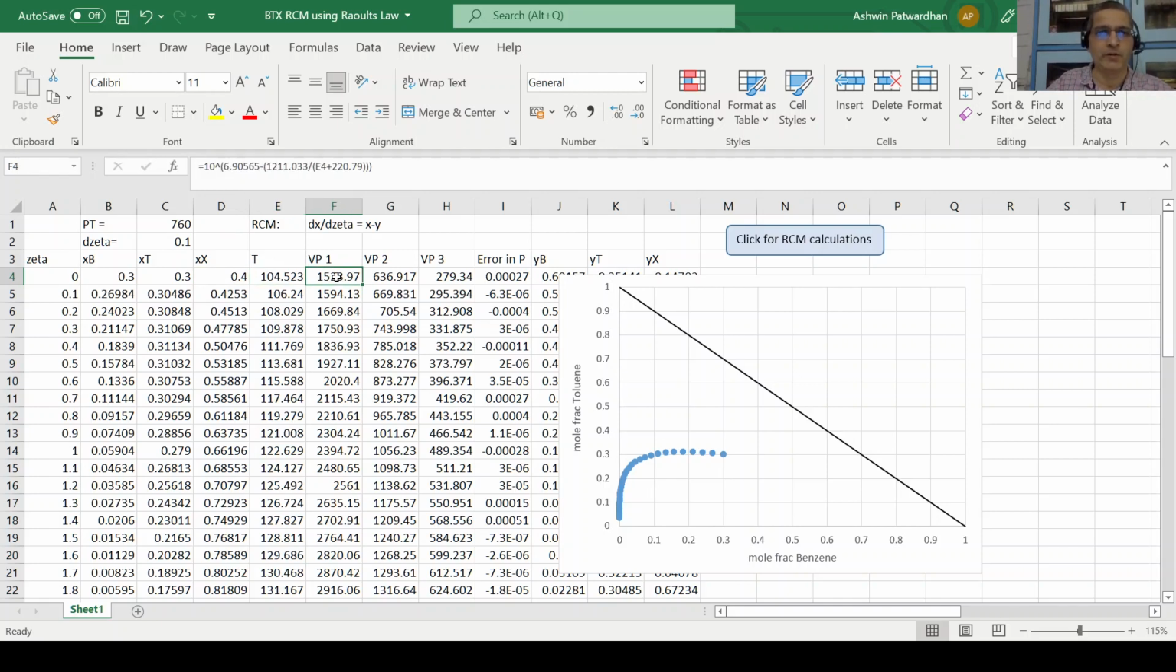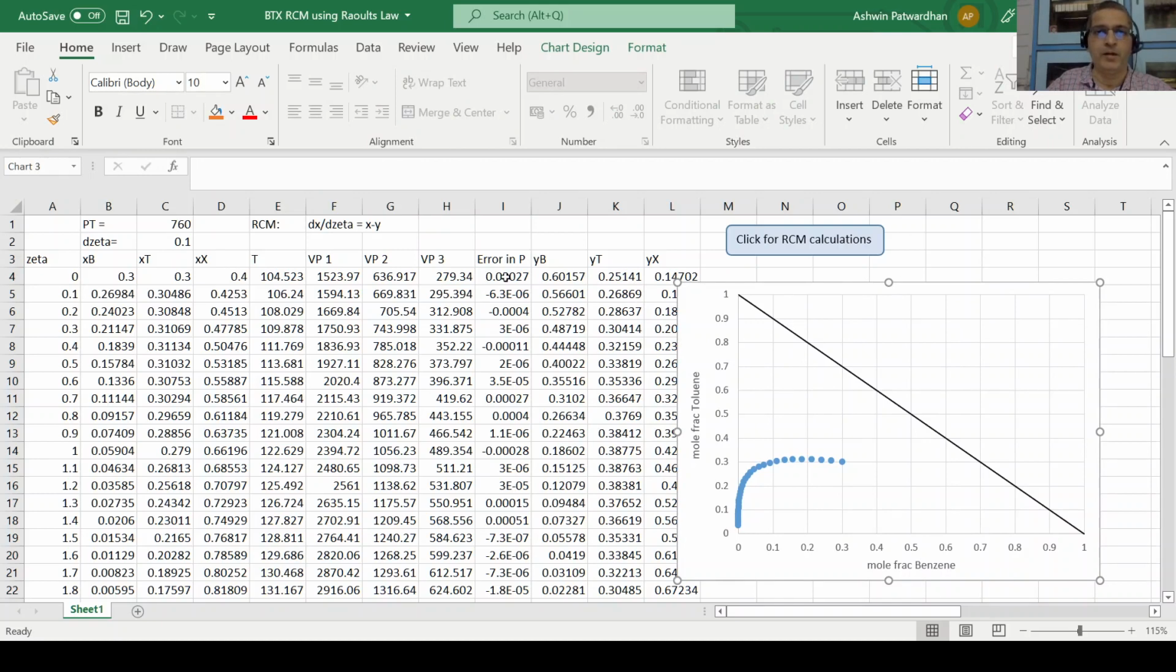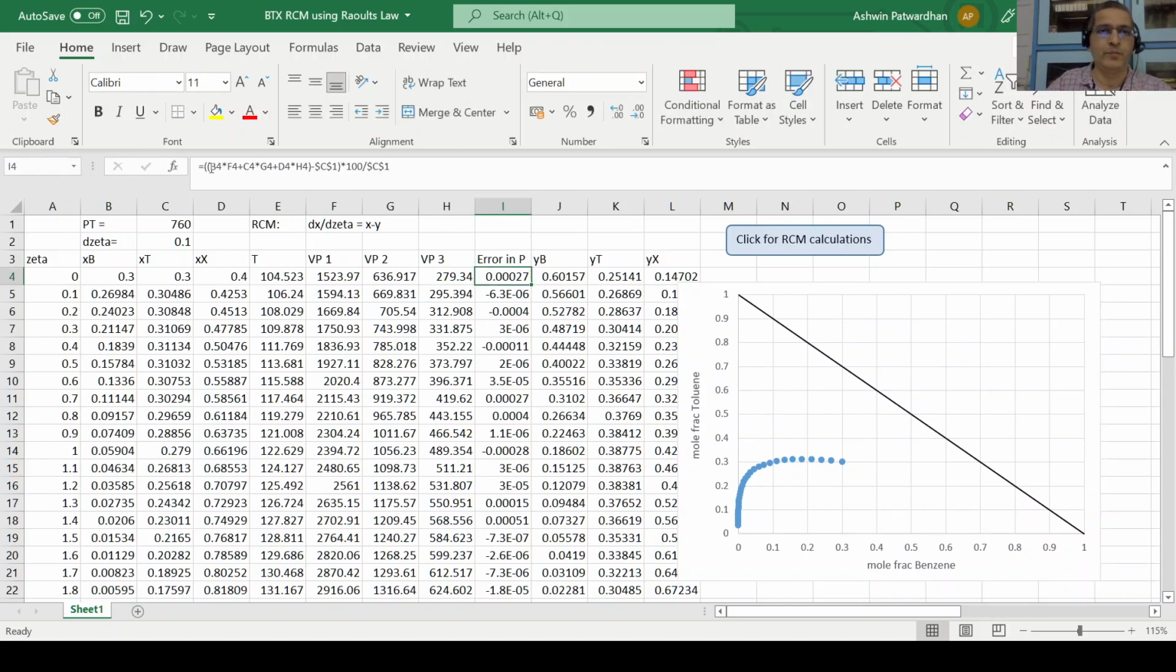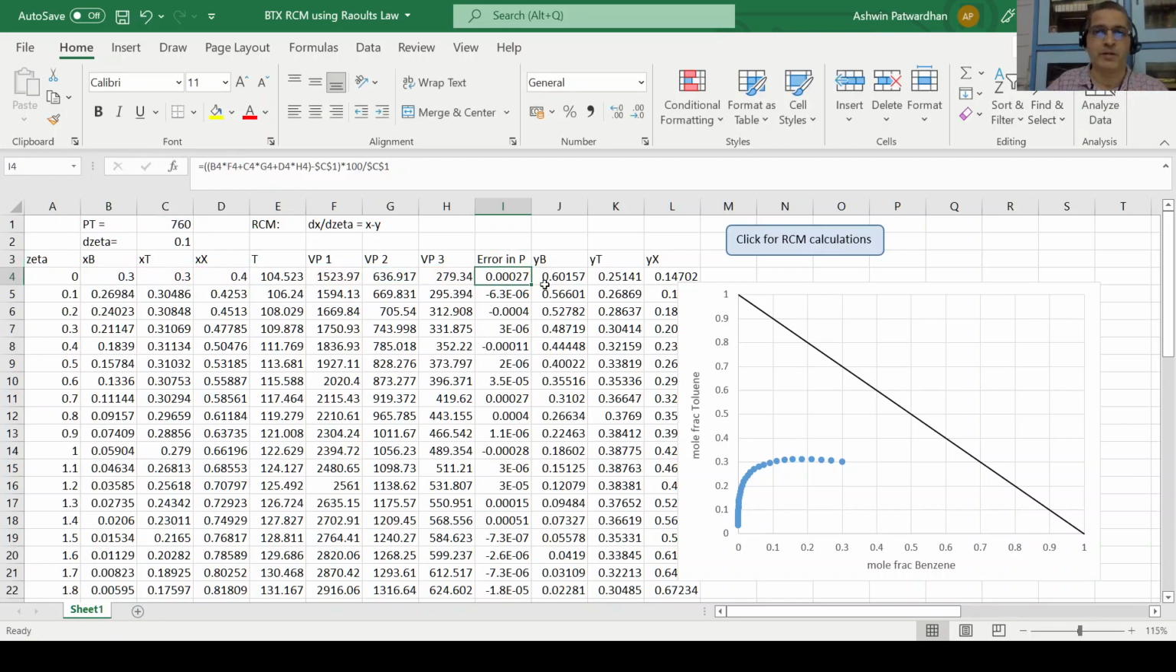We calculate the vapor pressure of benzene using the Antoine equation. We calculate the vapor pressure of toluene using the Antoine equation, and the vapor pressure of xylene using the Antoine equation. Then, let me take this a little bit to the right. So then we calculate the error in pressure. If you look at this formula, it is the vapor pressure multiplied by the mole fraction of benzene, plus the vapor pressure multiplied by the mole fraction of toluene, plus the vapor pressure multiplied by the mole fraction of xylene, minus, of course, we want it to be 1 atmosphere. So 760 mmHg, these vapor pressures are in mmHg, and we find the error. So this is the percentage error.